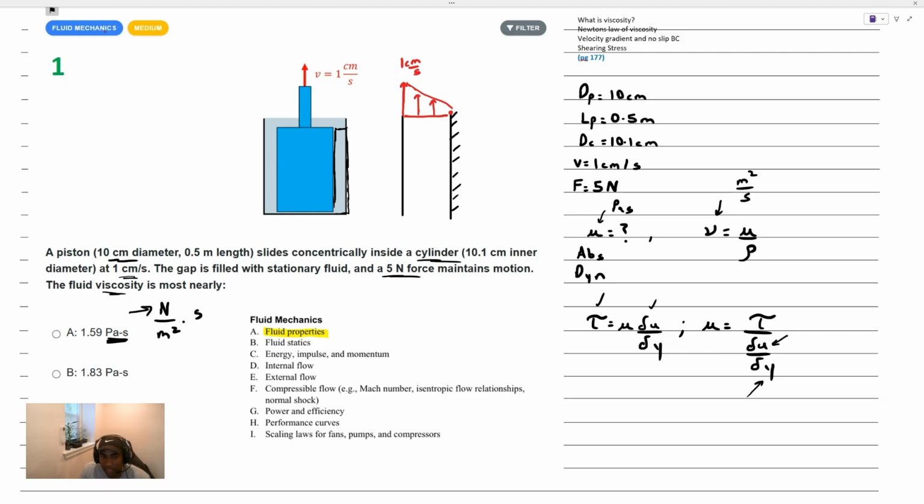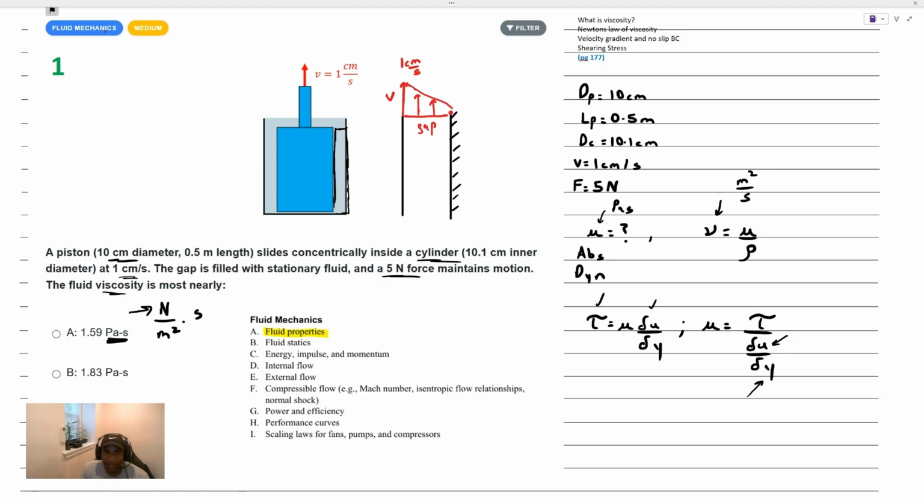Now, it must be linear because they didn't give us any other information to tell us that it wasn't, and we wouldn't be able to solve the problem otherwise. And when this velocity gradient, the ratio of the speed divided by this height difference, this gap here, is linear, we call the fluid Newtonian. So we have a Newtonian fluid in this problem. If it was nonlinear, we'd have a non-Newtonian fluid, and we'd have to be given extra information to solve the problem at that point.